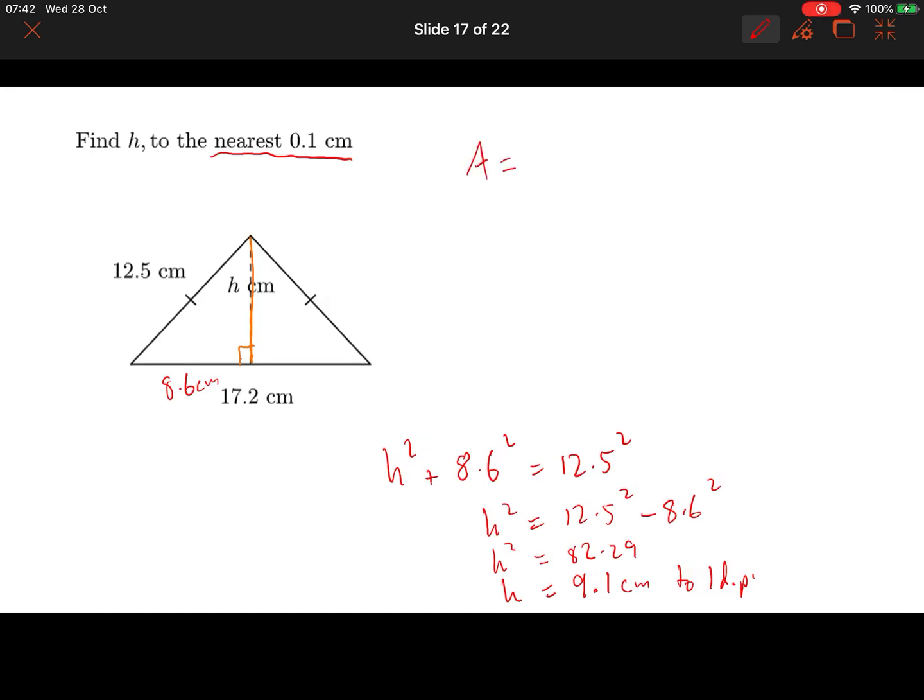Now, if I wanted to know the area, I would know that the area of the triangle is a half times the base times the height. Again, calculator: 17.2 times 9.1 times 0.5 is 78.3 centimetres squared to 1 decimal place. Hope that's all making sense.